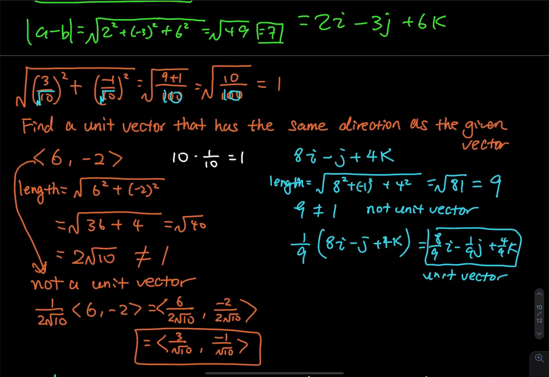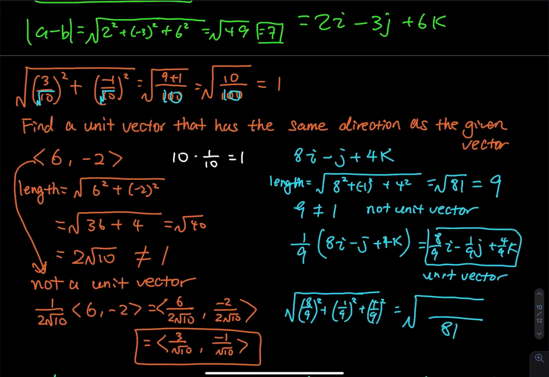So let's do a quick proof. We have the square root of (8 over 9) squared, and then plus (1 over 9) squared, and then plus (4 over 9) squared. So what do we have in the denominator? 9 times 9 is 81. So the top is 8 squared plus negative 1 squared plus 4 squared.